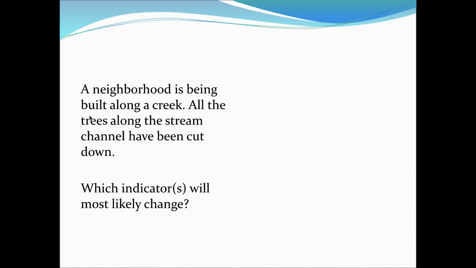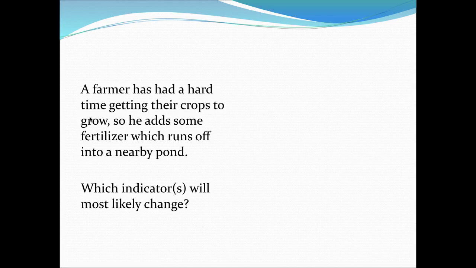So that's going to cause an increase in erosion, which means more turbidity. The trees get cut down, which means there's no more shade. So increased temperature. And because the temperature increased, remember, that means less dissolved oxygen. All right, when water gets warm, it can't hold as much oxygen. So that one had 3.